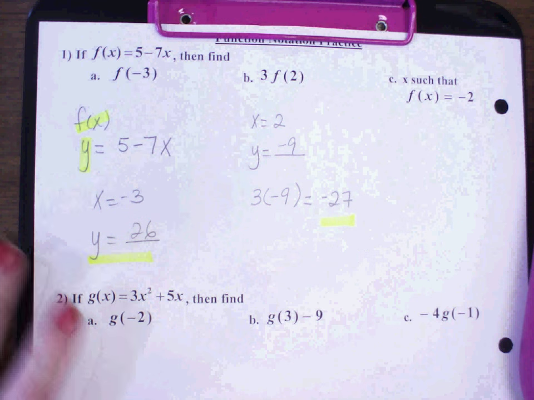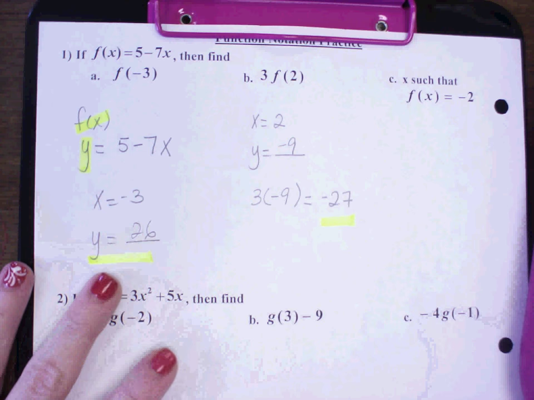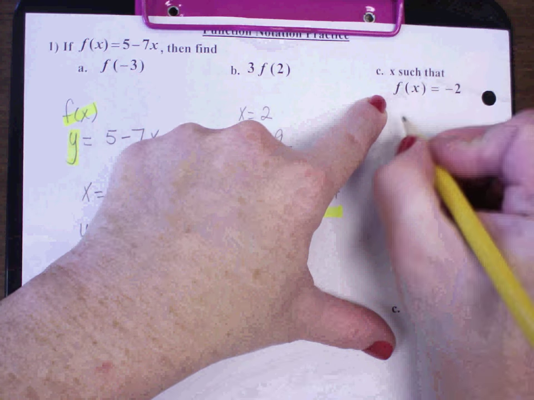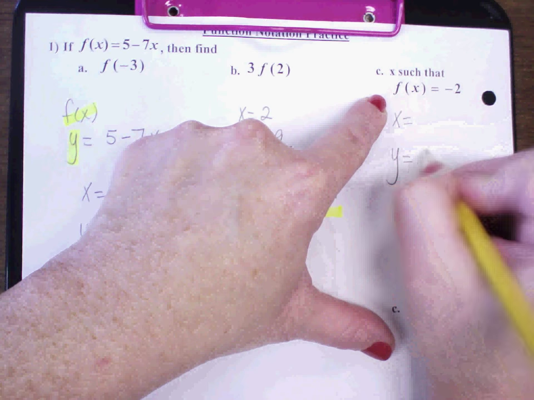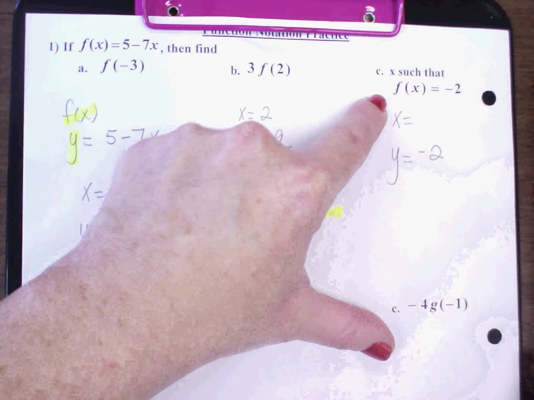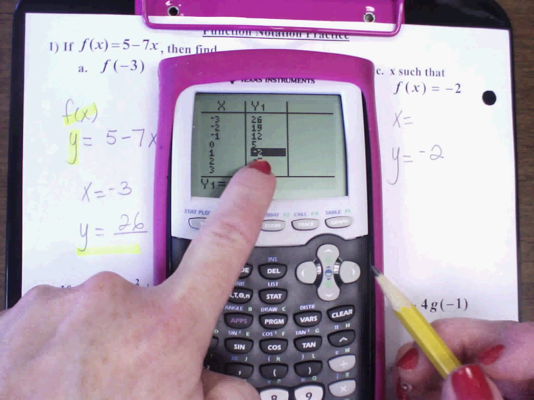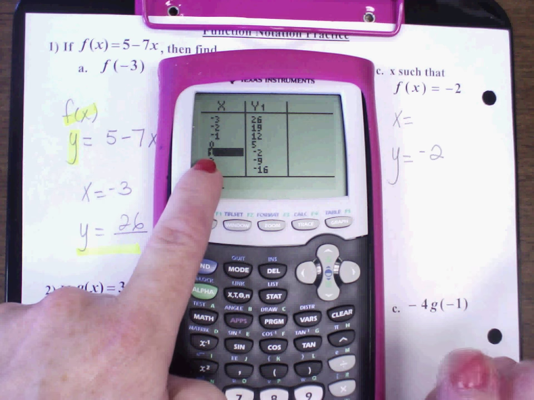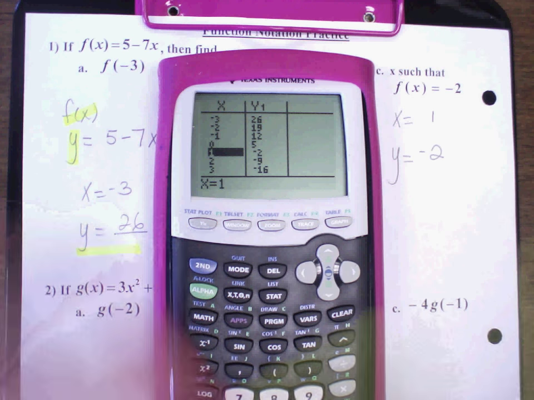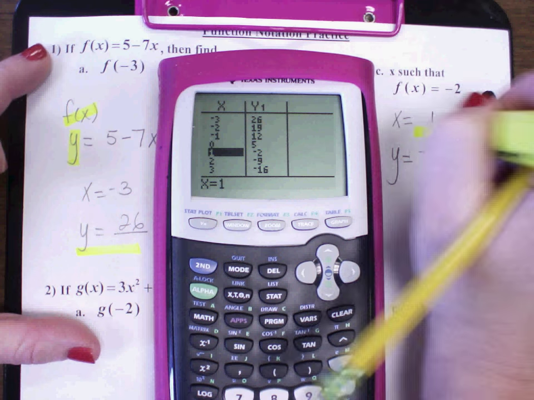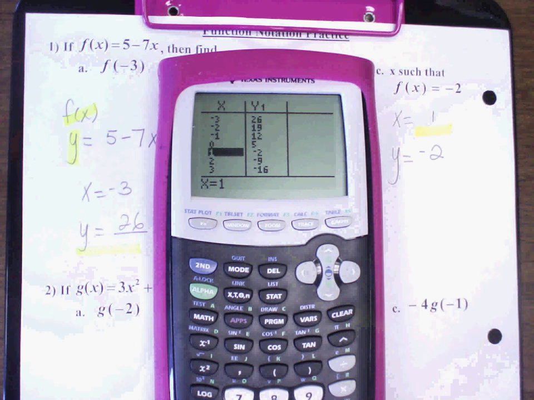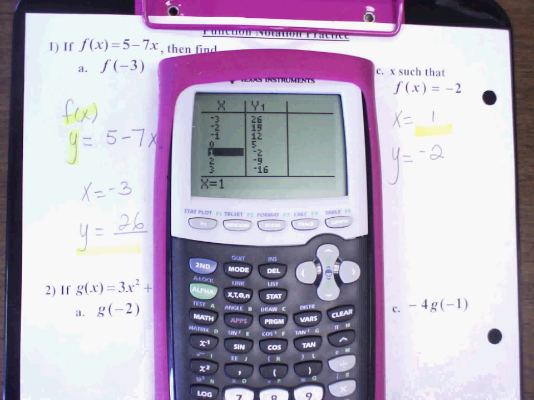Now on this one, I have to find x when y equals negative 2. It's right there. When y equals negative 2, what is x? 1. So all of these can be done with no actual math computations. Just go to y equal to, and go to those tables. That's all you have to do.